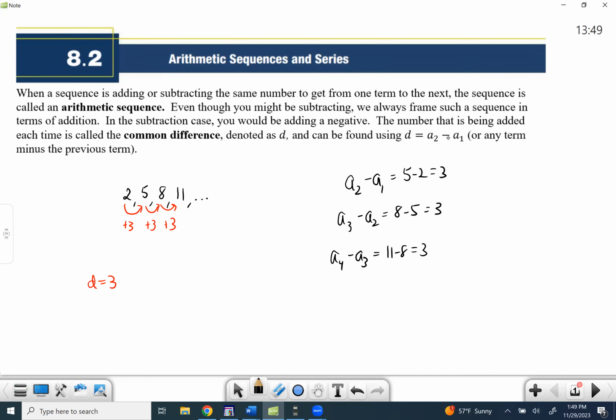So there is right here the formula. Now I put here a sub 2 minus a sub 1. That's the one we use most frequently. But clearly you could see that any term minus the one before it, or minus the previous term, will work.